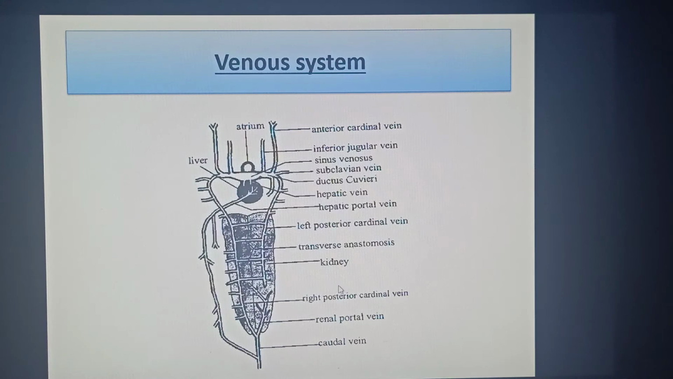This is the figure of the venous system of rohu fish. This is the caudal vein. This is the renal portal vein, V-shaped renal portal vein. The shape of the kidney is also V-shaped. And the right posterior cardinal vein and left posterior cardinal vein are connected with each other through some transverse structure, transverse duct. It is called transverse anastomosis. So this is the venous system of rohu fish.